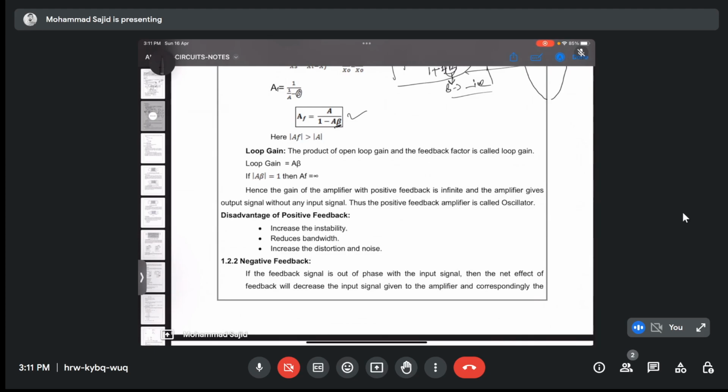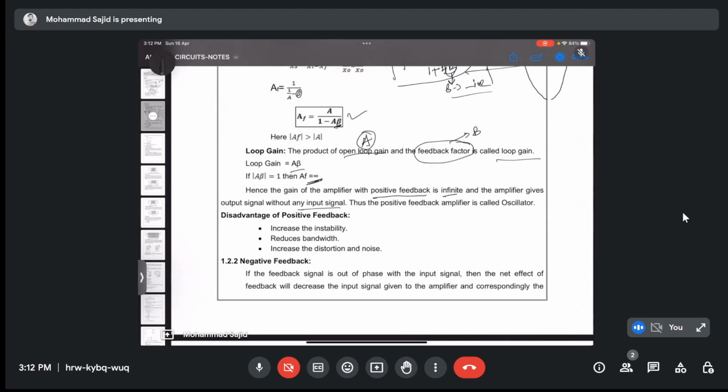The product of open loop gain A and the feedback factor beta is called the loop gain. So loop gain is A times beta. If the magnitude of A beta is 1, then Af is infinite. Hence the gain of the amplifier with positive feedback is infinite, and the amplifier gives an output signal without any input.